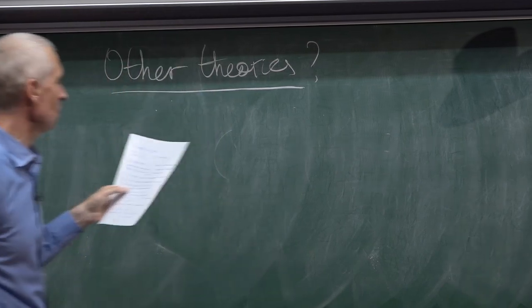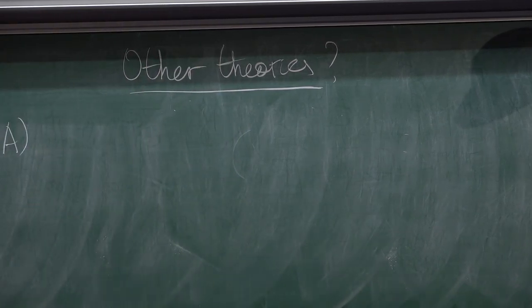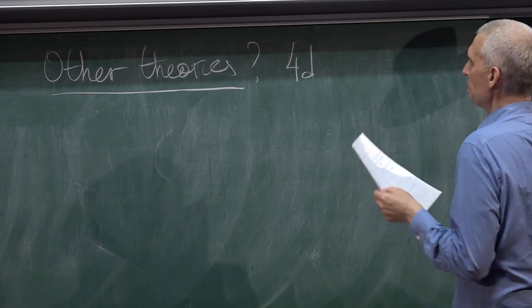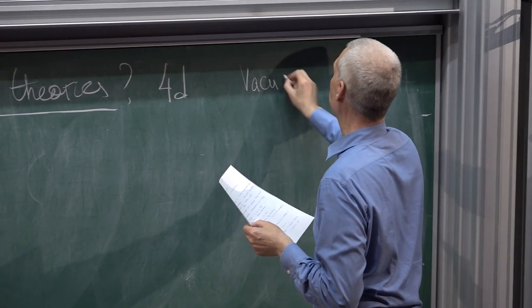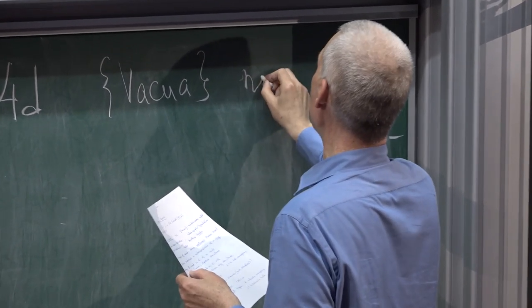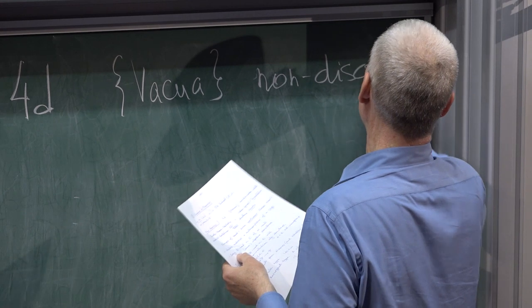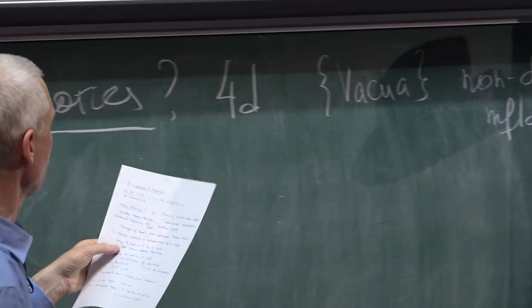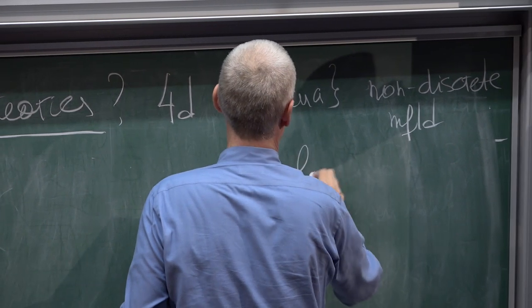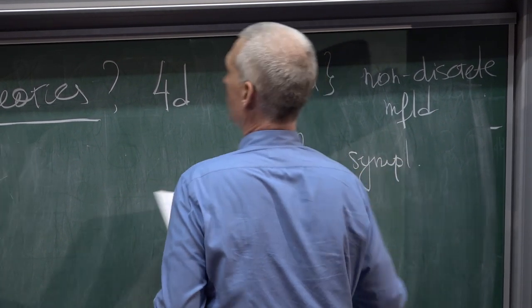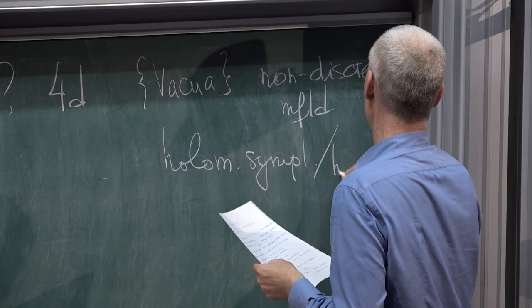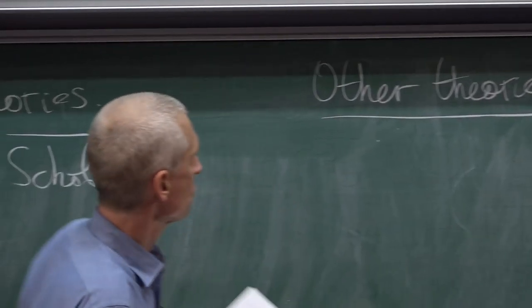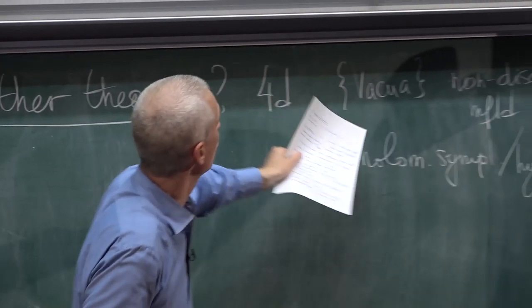And here we, of course, are on even more shaky ground, since the meaning of theories somehow changes as we go to other situations. But for instance, in the case of 4D theories, the set of vacua is no longer a finite set. It's a non-discrete manifold. For instance, the Coulomb branch is the moduli space of the vacua, and in many cases it's holomorphic symplectic, or hyperkähler for everything with supersymmetry. Something like a supersymmetric gauge theory on a Coulomb branch. So in such cases, set A is no longer a finite set.